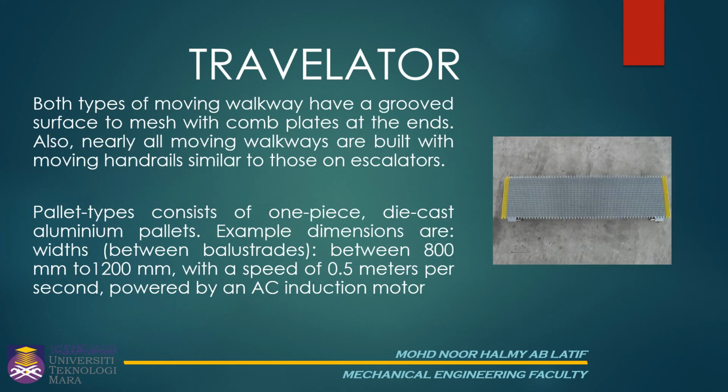Both types of moving walkway have a grooved surface to mesh with comb plates at the ends. Also, nearly all moving walkways are built with moving handrails similar to those on escalators. Pallet types consist of one-piece die-cast aluminum pallets. Example dimensions are width between 800 mm to 1200 mm with a speed of 0.5 meter per second, powered by an AC induction motor.